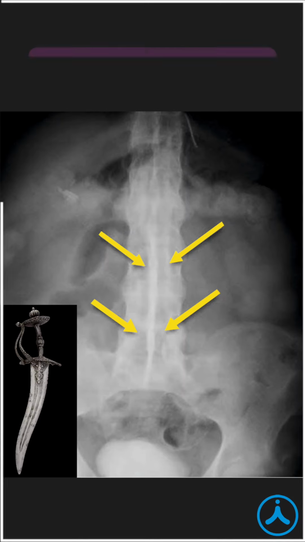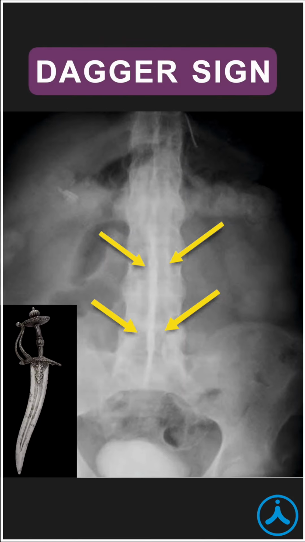Okay, now what about the late signs of X-ray findings of ankylosing spondylitis? If we talk about late findings, there are two things to remember. The first is dagger sign and the second is bamboo sign. So what is a dagger? A dagger is a thick radiolucent line seen on an AP X-ray of the lumbar spine.